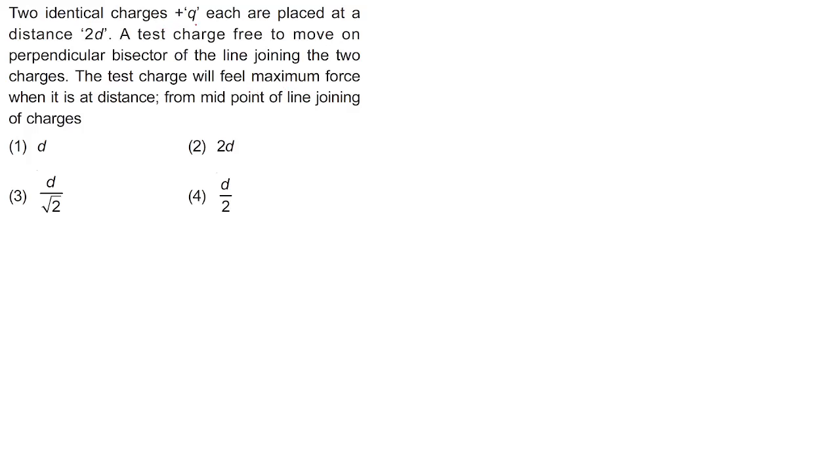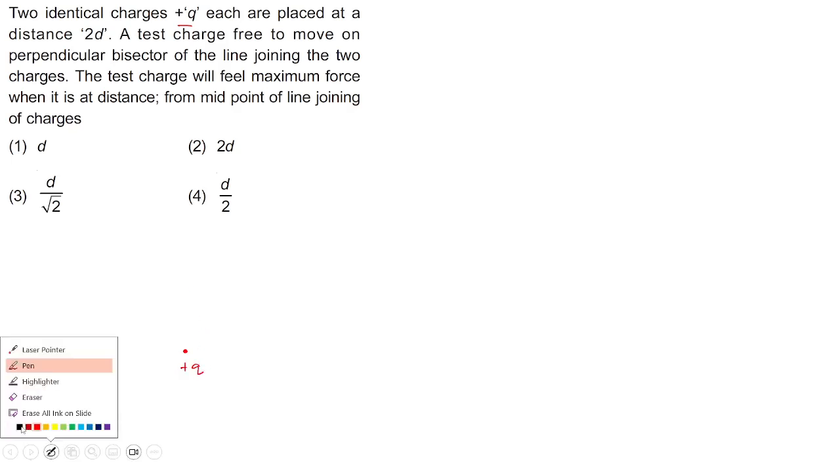Two identical charges, plus q each, are placed at a distance 2d. Suppose the charges are here, plus q, and another plus q charge is here. The distance between them is 2d.